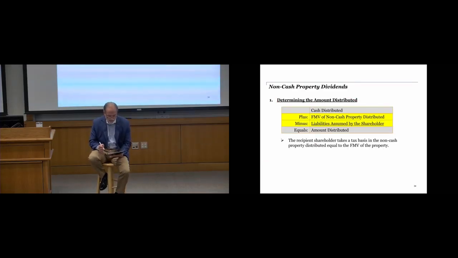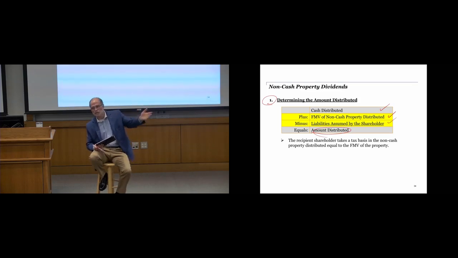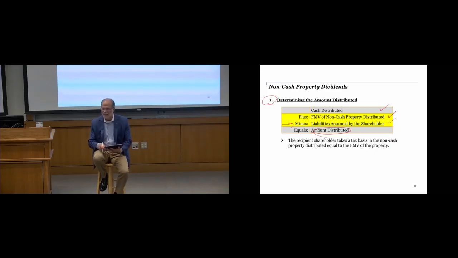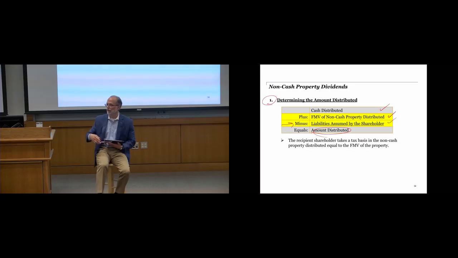So, taking those in order, determining the amount distributed. It's going to be the cash distributed plus the fair market value of non-cash property less any liabilities assumed. That is the amount distributed. I could have a cash and non-cash distribution, and I may or may not actually have a liability assumed by the shareholder.